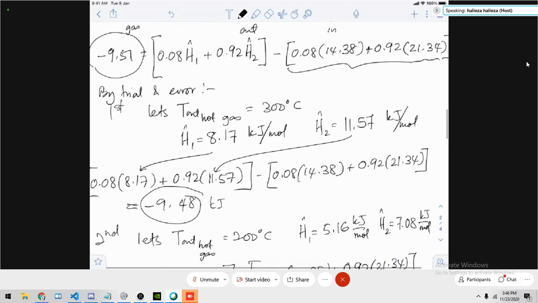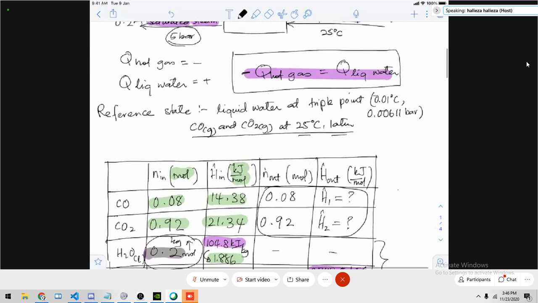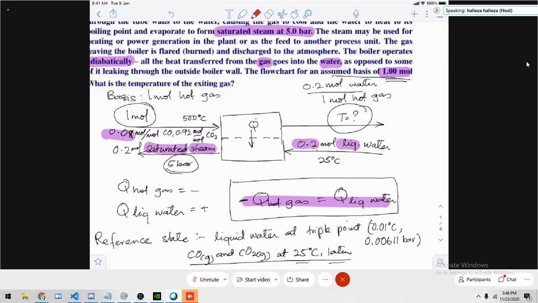Because for this example, the author chose the reference state as 500 for the hot gas, the inlet condition. When the author did that, the work had to be done using integration. When you choose this as your reference state, then you need to do integration from 500 to a certain temperature. That temperature is the outlet temperature. You have to do CP. That will make it very complicated.